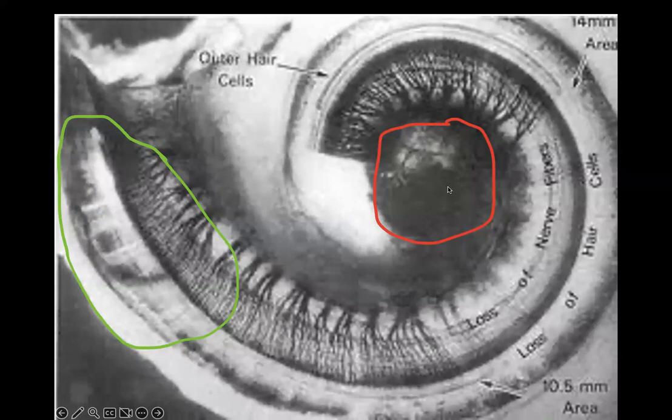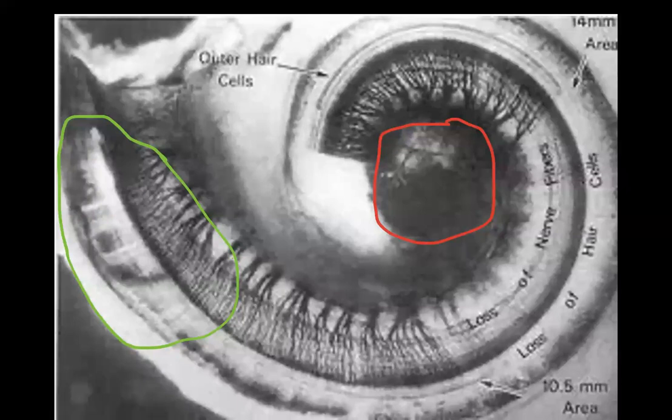Again, this explanation may not be accurate. The reasoning behind it may not be accurate, but this is how I make myself understand it or memorize it, okay? I don't know if that's the actual explanation. But what we know is that at the base, high frequency sounds are picked up. At the apex, low frequency sounds are picked up, okay? Why?